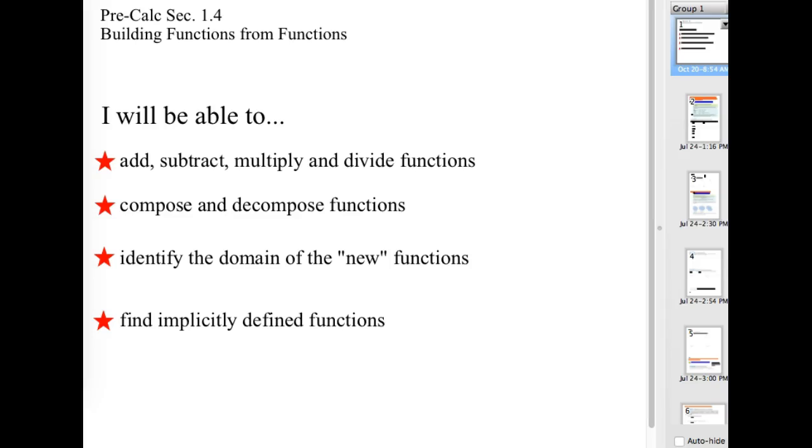All right, welcome. These are the notes for section 1.4 of pre-calc, day 1. We are looking at our objectives today of adding, subtracting, multiplying, and dividing functions. And we will start looking at compositions of functions, and then tomorrow we'll start working on decomposition.